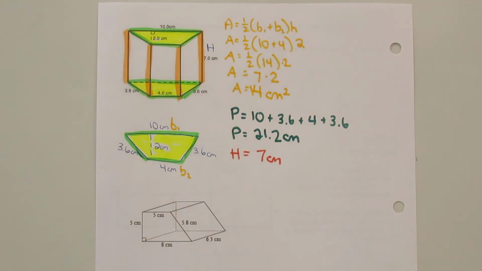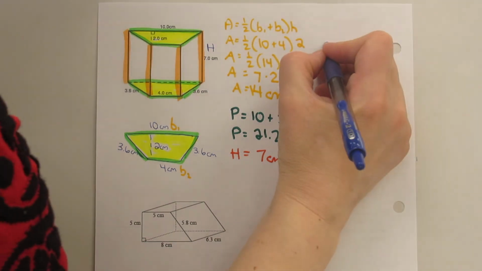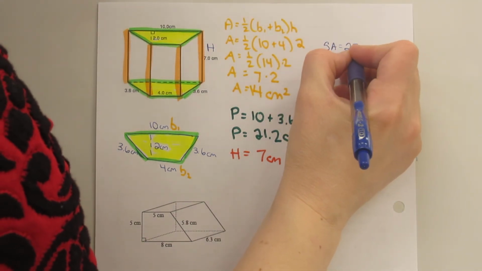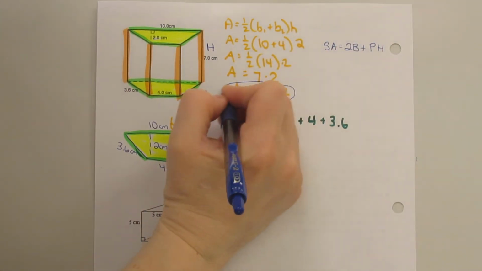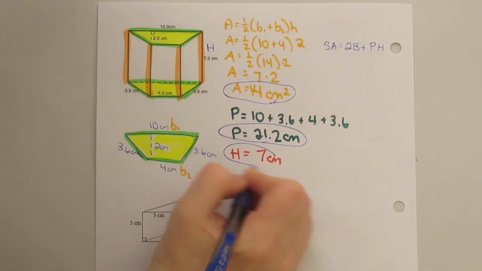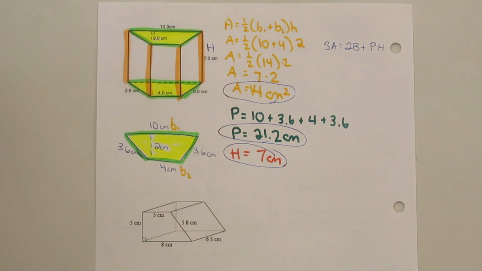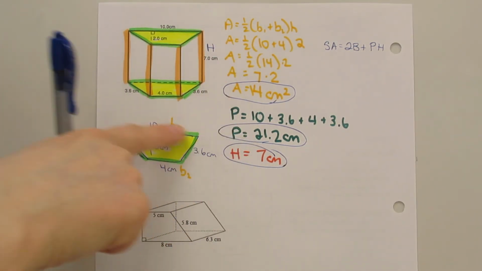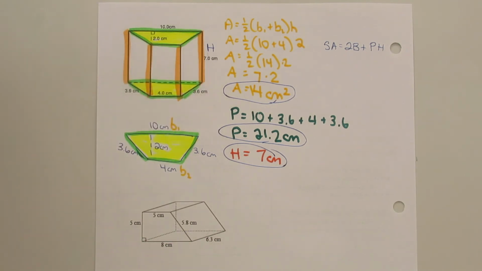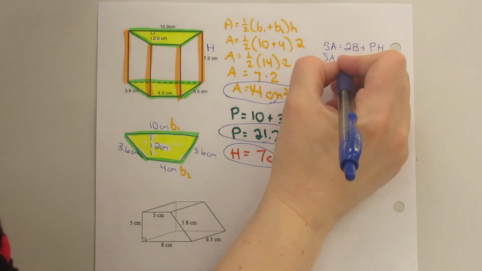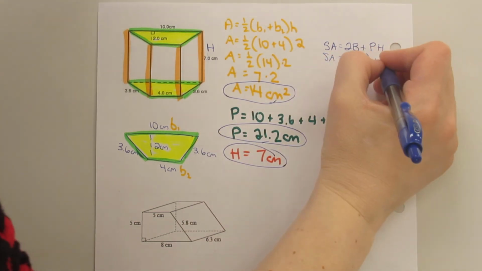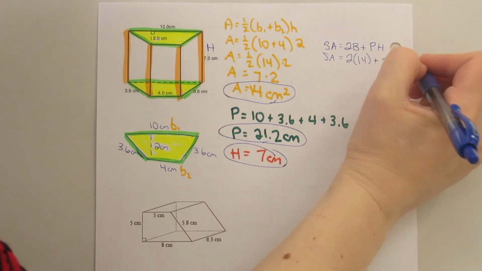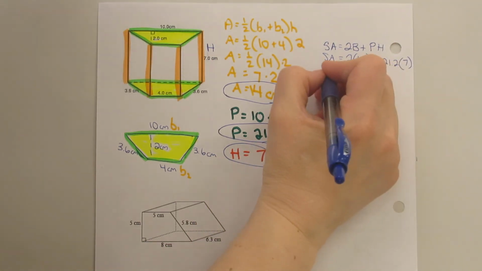That's the collecting your data phase. Then you want to use your surface area formula. Surface area of a prism, 2 times the area of the base, plus the perimeter times the height. Using my collected data here, which I've color-coded. My yellow to go with my yellow base, my green to go with my green perimeter, my orange to go with my orange height. Substituting those in, 2 times area of the base, 14, plus the perimeter, 21.2, times the height, 7.